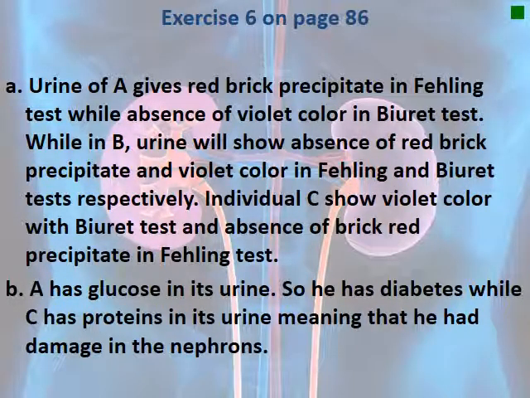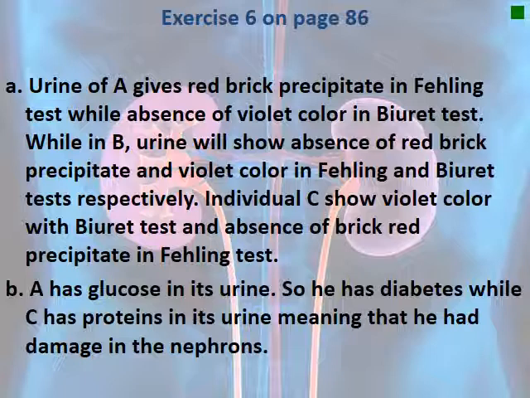Exercise 6 on page 86 shows that the urine of person A gives a red brick precipitate in Fehling's test, while there is an absence of violet in the violet test. While in B, urine will show absence of red precipitate and violet color in Fehling's and violet tests. Individual C shows violet with the violet test and absence of brick. So A, since it gives a brick red precipitate with Fehling, meaning that it contains reducing sugar, meaning that we have glucose. So this person has diabetes.